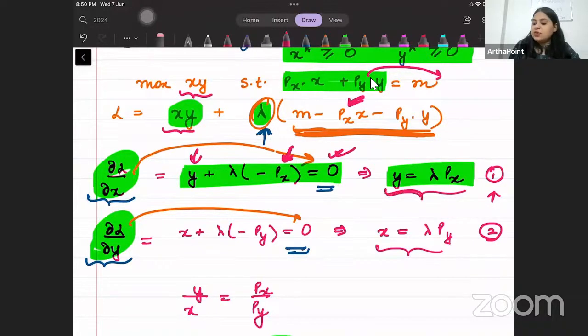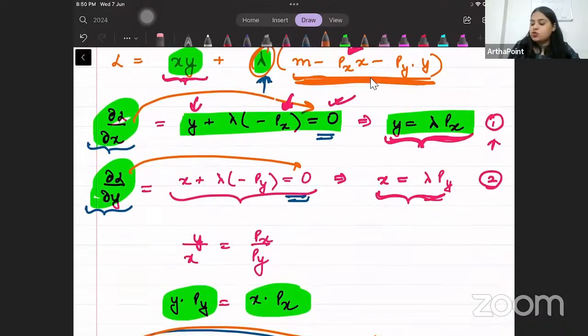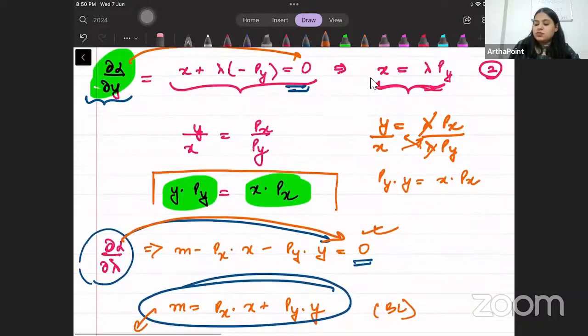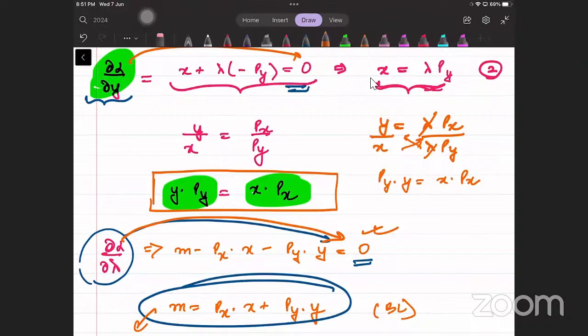So I will get y equals lambda px. Similarly, when you differentiate with respect to y and equate it to 0, you will get x equals lambda py. Now I'm just dividing equation 1 by 2. So 1 says y equals lambda px, 2 says x equals lambda py, and I divided it. So the lambda gets cancelled and I cross multiply. So py into y is equal to x into px. This is what I've written here. Okay. Okay, ma'am.